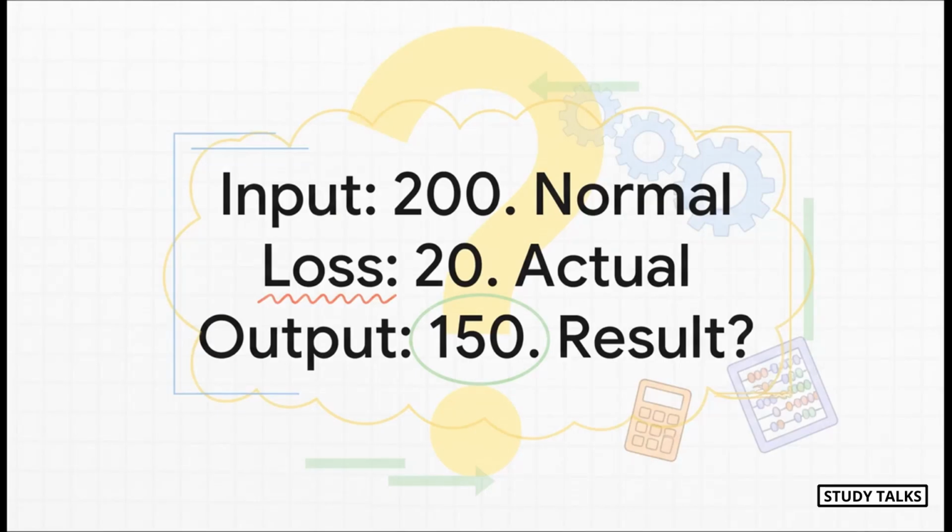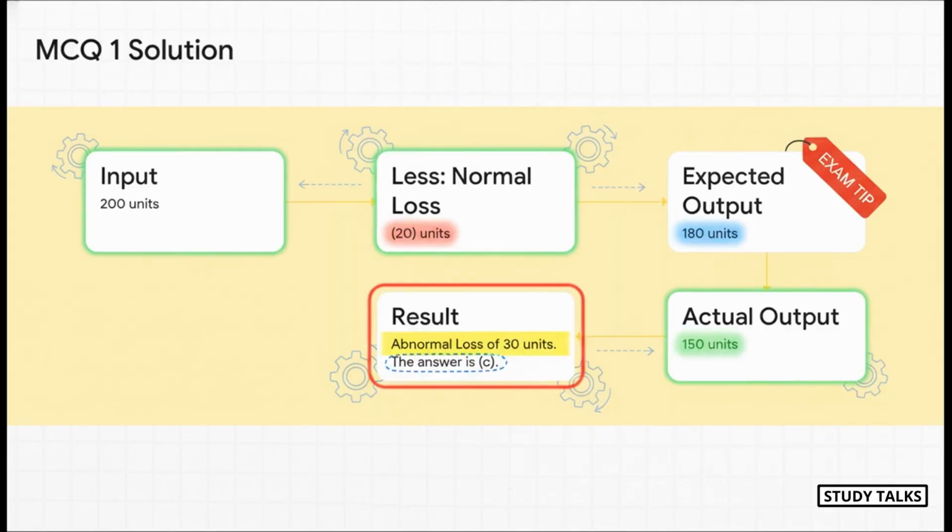Okay, first question for you. You put 200 units in. You expect to lose 20, but you only get 150 good units out. What's the situation? Take a quick second and work it out. So, how'd you do? The logic is simple. Your input was 200, your normal loss was 20, so you expected to have 180 good units, but you actually only got 150. That shortfall of 30 units, that's your abnormal loss. The answer has to be C.